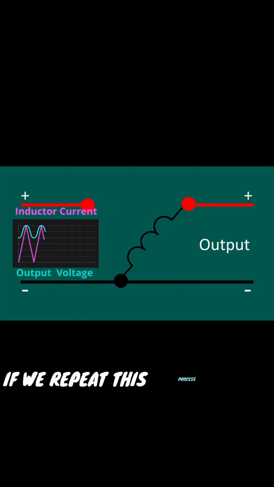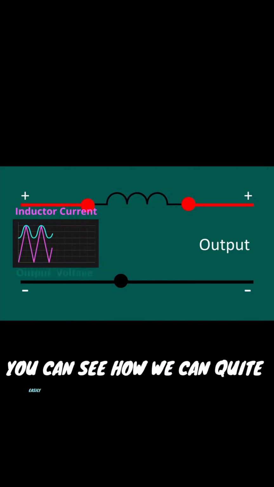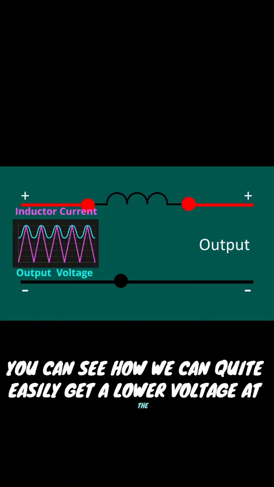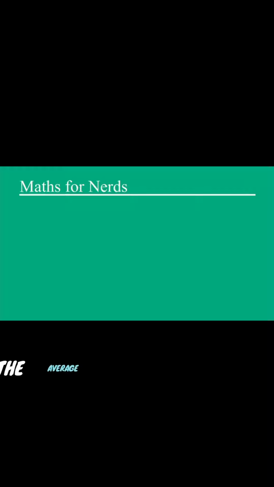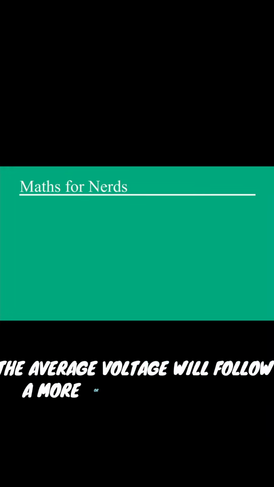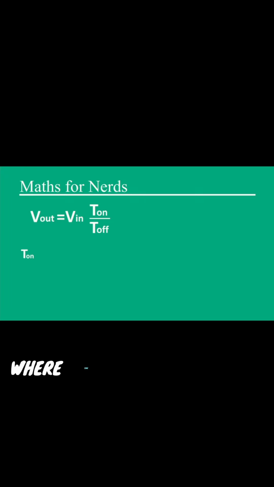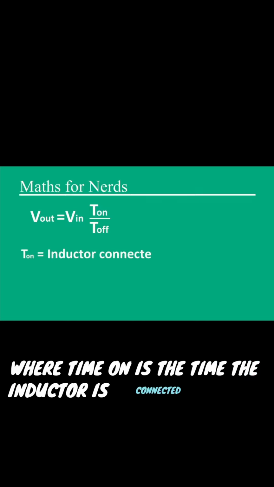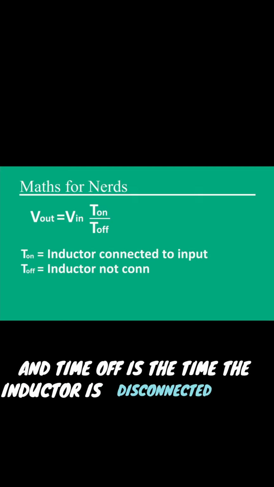If we repeat this process over and over again very quickly, you can see how we can quite easily get a lower voltage at the output. As long as we don't let the current hit zero, the average voltage will follow a more or less sinusoidal waveform with an average voltage given by the formula Vout equals Vin times time on divided by time off, where time on is the time the inductor is connected to the input and time off is the time the inductor is disconnected from the input.